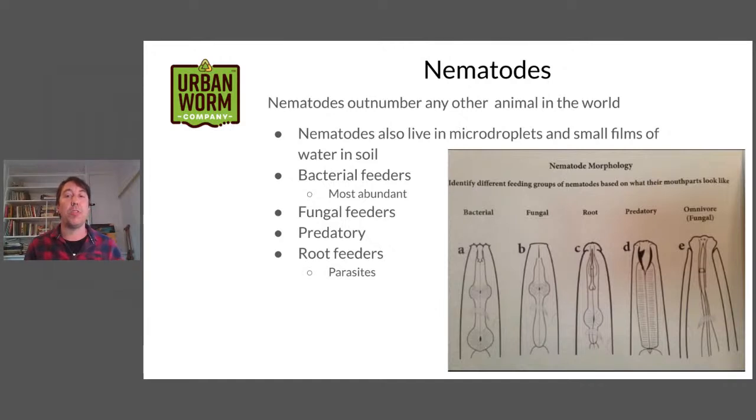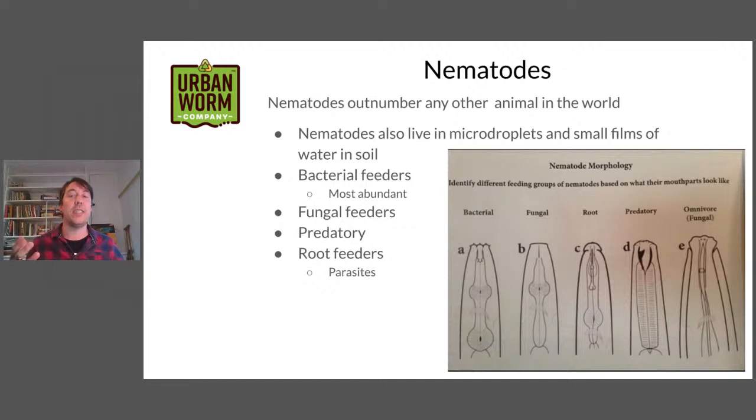But almost all nematodes that I see, I've only ever seen one root feeder. I almost always see bacterial feeders, some fungal feeders, some predatory nematodes. An interesting fact about nematodes is that they outnumber any other animal in the world, more than bears, more than lions, more than humans. Nematodes also live in the micro droplets or small films of water in soil. So again, moisture is always important.